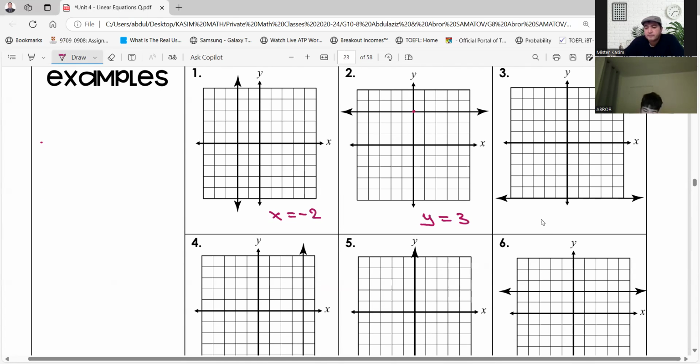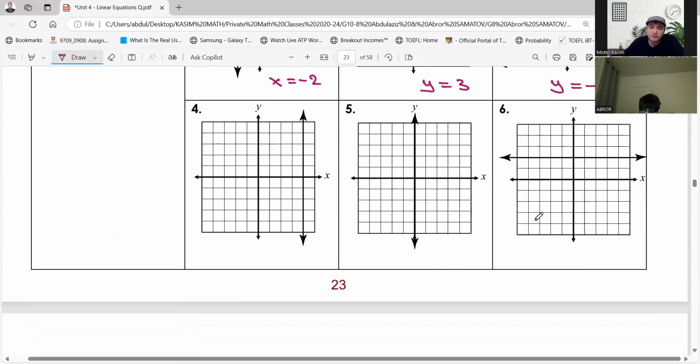Y-intercept. It is the y-intercept, right? So the equation will be y equals what? 1, 2, 3, 4, 5. Negative 5. Y equals -5. Okay? Question 4.